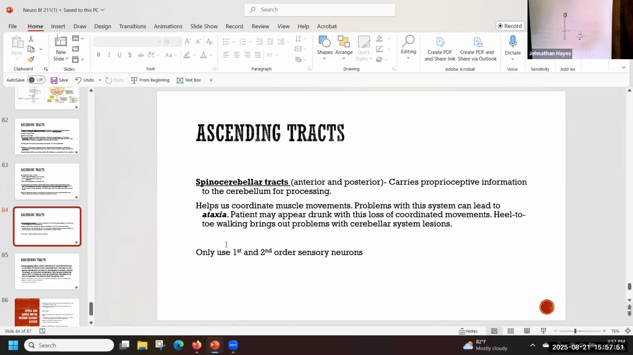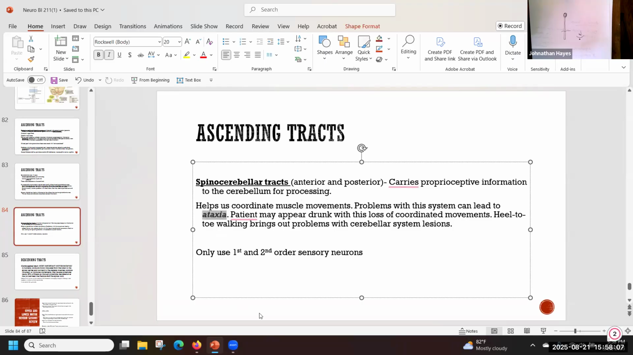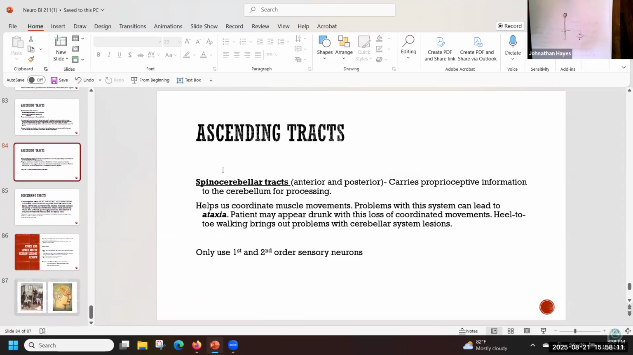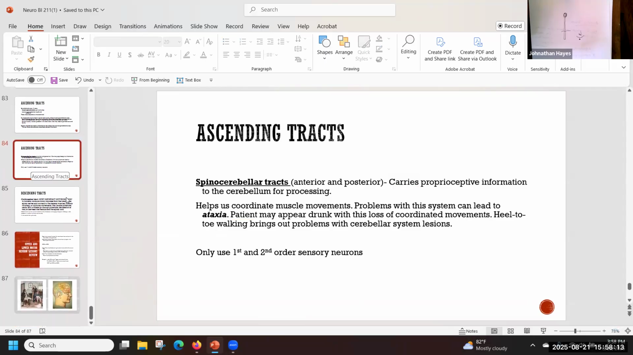Let's see. Spinocerebellar, this would carry information to the cerebellum. And if we said that the cerebellum was good at coordinating muscle activity, well, what if the information couldn't get there for me to coordinate? Well, then I would have lack of coordination. So that would lead to a type of ataxia. Let's see. So MS might end up affecting spinocerebellar tracts and the cerebellum.